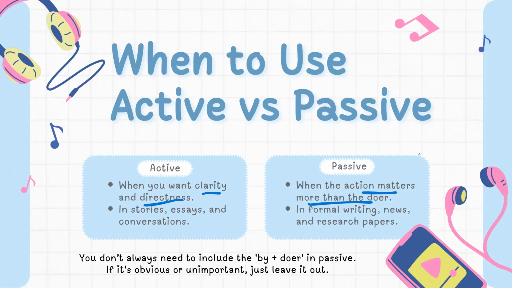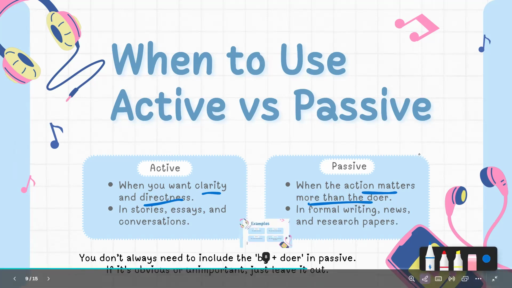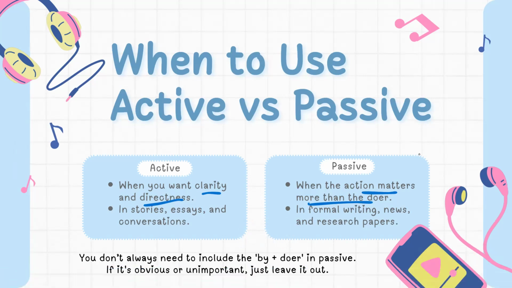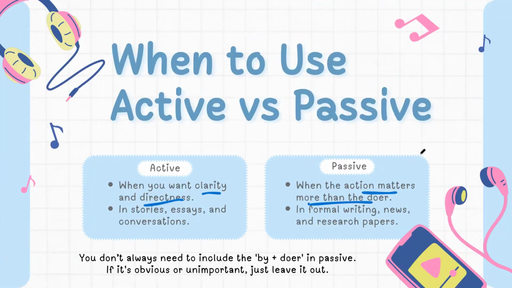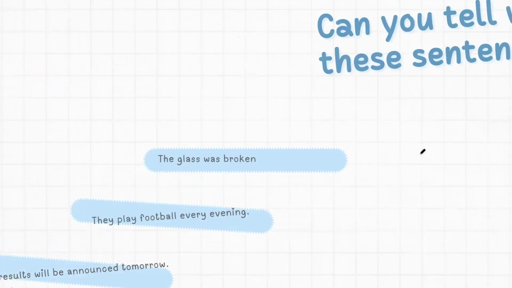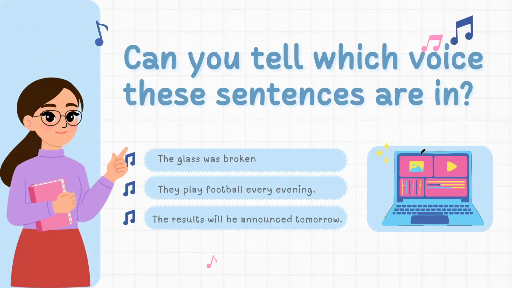You don't always need to include "by" plus the doer in passive voice, as I already told you. If it is obvious or unimportant, just leave it out. So, okay, folks, let's have a practice session. Can you tell which voice these sentences are in? The first one: the glass was broken.